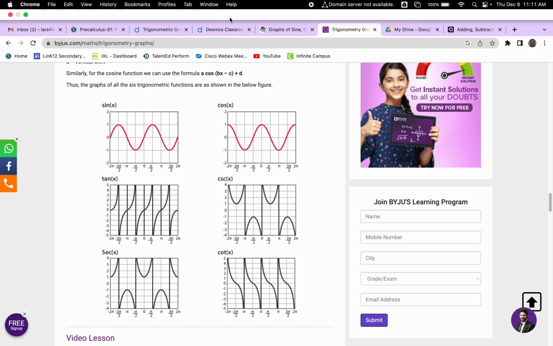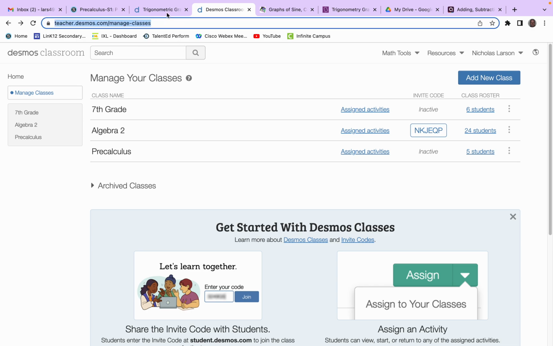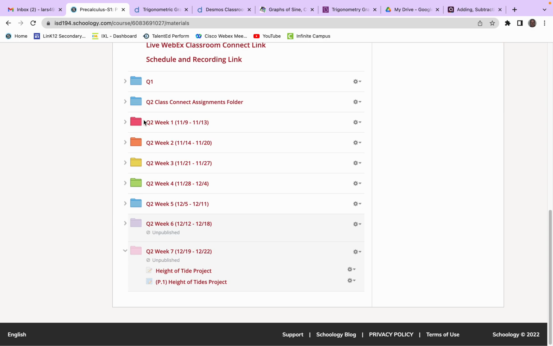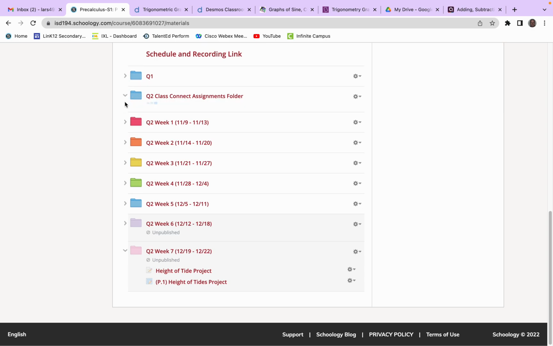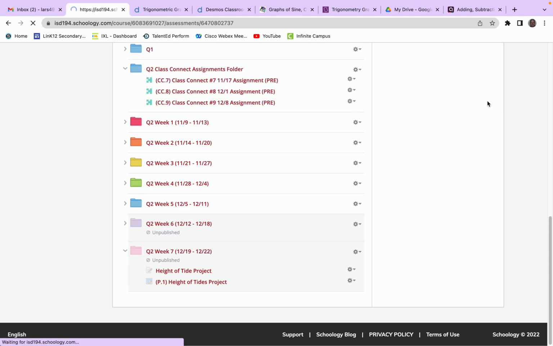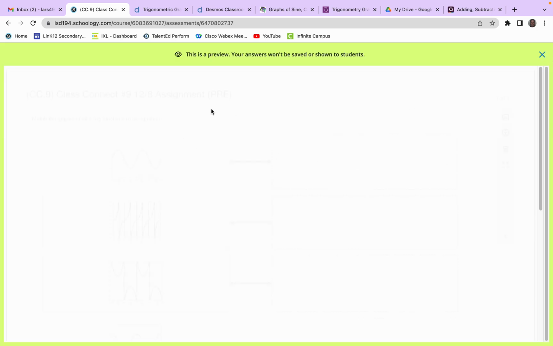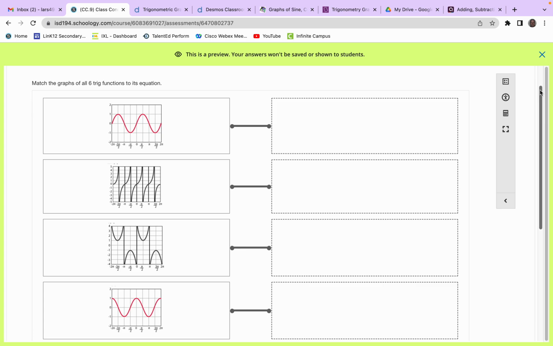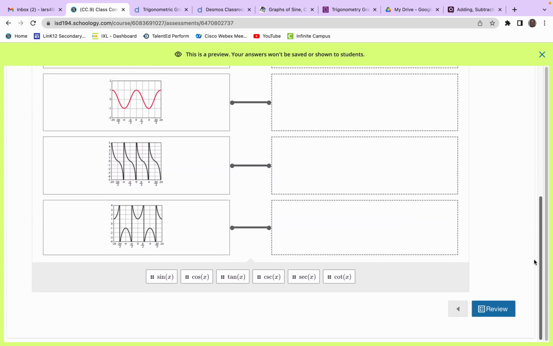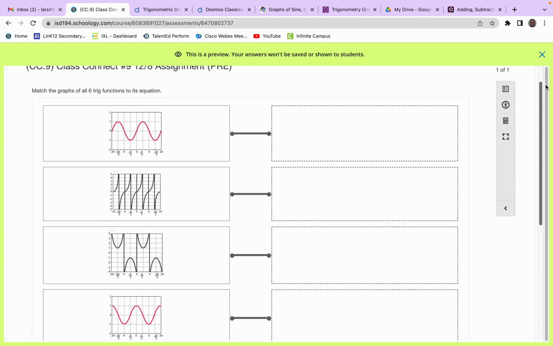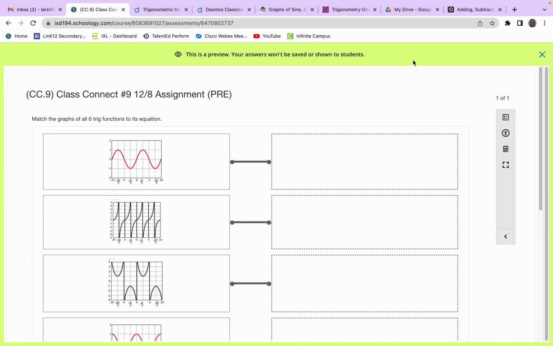Again, that's a real fast overview. I really want you to spend your time using this Desmos activity. For your Class Connect assignment, your folder's right here. If we open it up, I want you to prove to me that you know what each of these graphs looks like. Which graph is a sine graph, a tangent, a cosine? Fill that out, and then make sure to complete the Desmos activity.